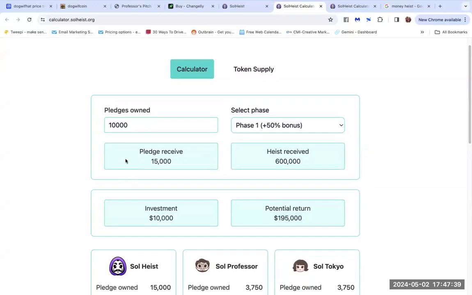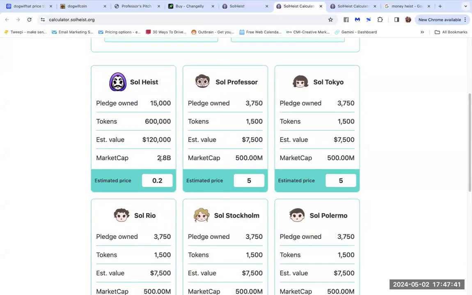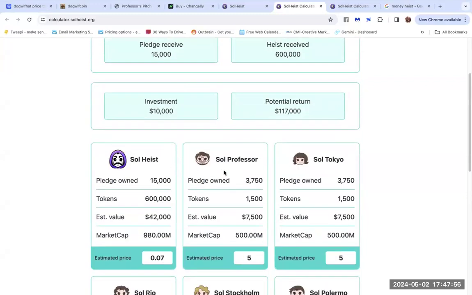But look, watch this. Well, let's say it doesn't even hit 2.8 billion. What about... No. It's still too high. You know what? Screw it. We're going to do 980 million. It doesn't even hit a billion, you guys. 7 cents. You know what?